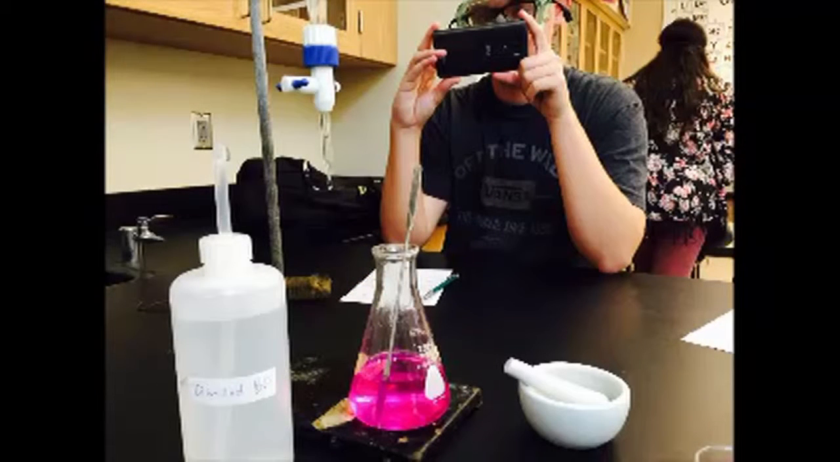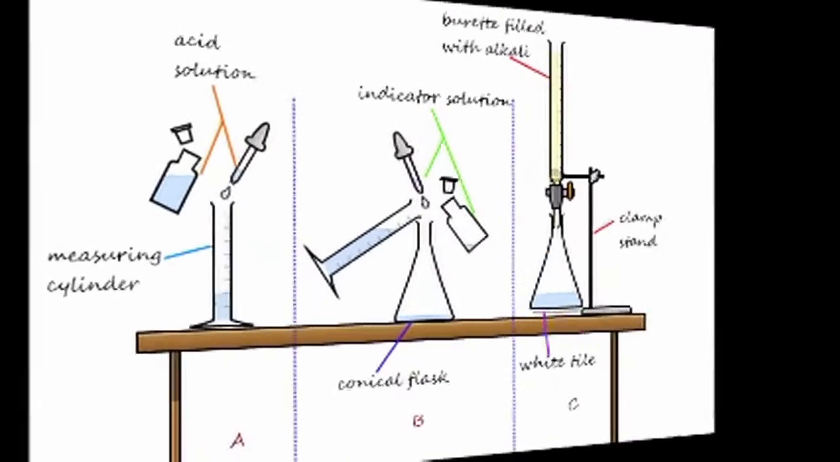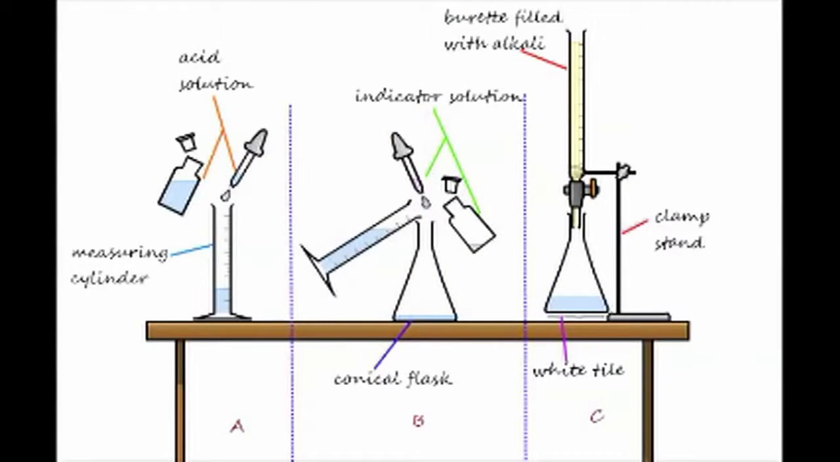First, we added 5 milliliters of acetic acid into the flask, along with 100 milliliters of water, which we measured with a meniscus. Once we added H2O, we then added 2 drops of the acidic indicator into the flask, as well as 35 milliliters of NaOH.